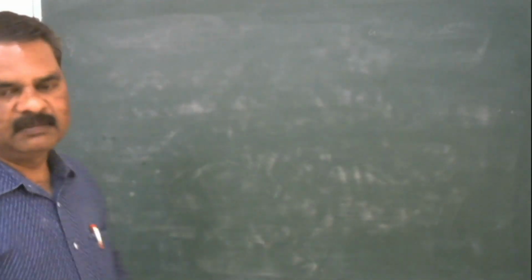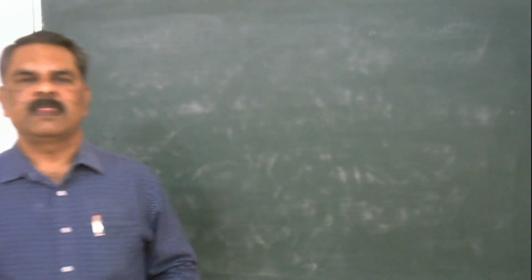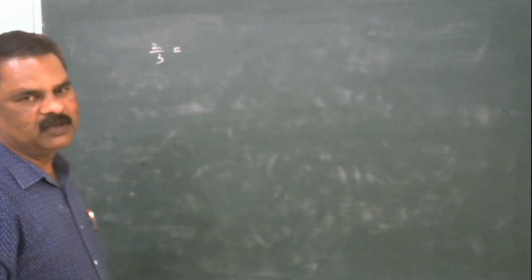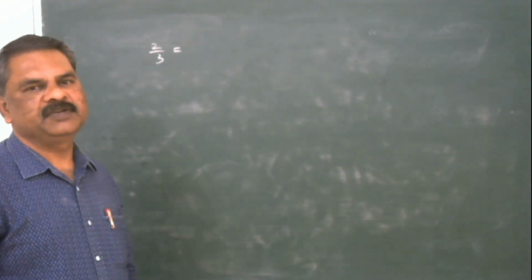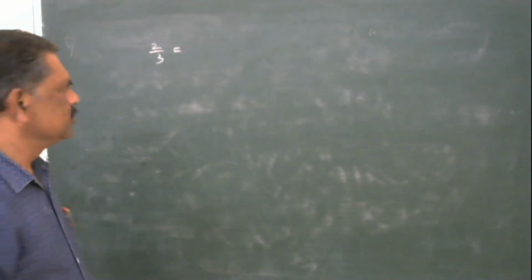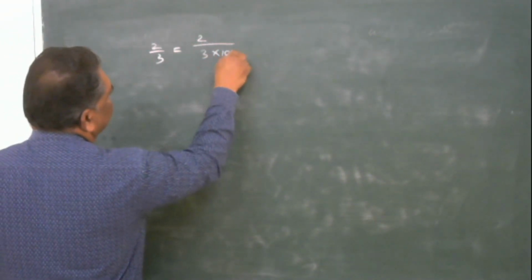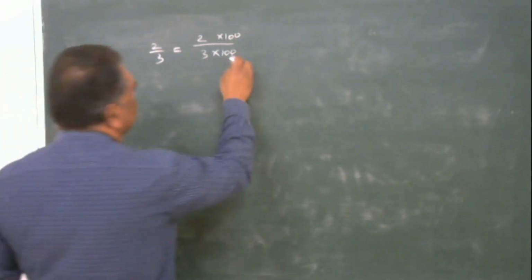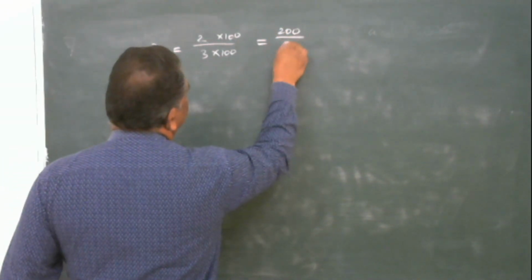And powers of 10. If you want to convert 2 by 3 using the second method, it is very difficult. No multiple of 3 will give 10. No multiple of 3 will give 100. No multiple of 3 will give 1000, etc. So if you want to use the same method, what we need to do is multiply both numerator and denominator by 100, and this is 200 divided by 3.